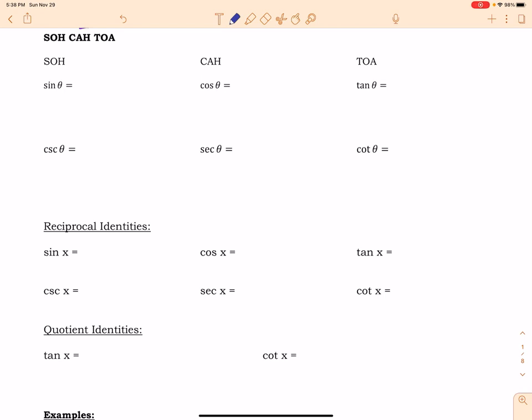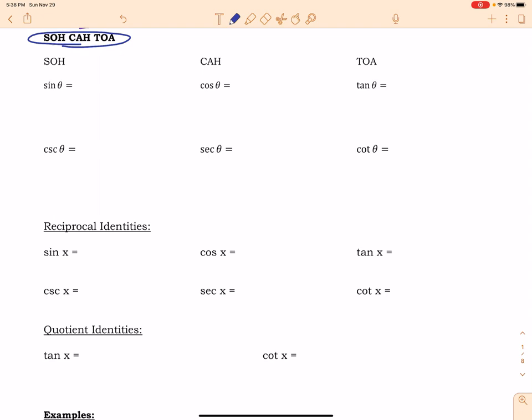Okay, pre-cal, it is time to start talking about trigonometric ratios. So trig ratios, what are they? Well, you probably remember from geometry talking about sine, cosine, and tangent. So that is what we're going to be talking about. SOH CAH TOA is just kind of an abbreviated way to help you remember some of these ratios.